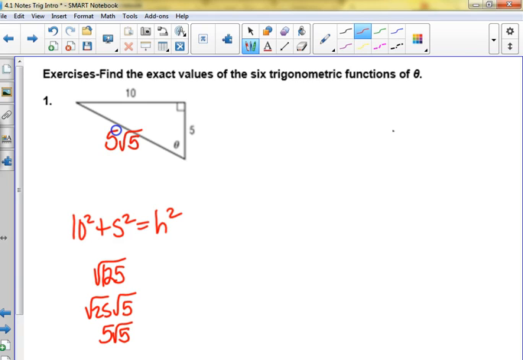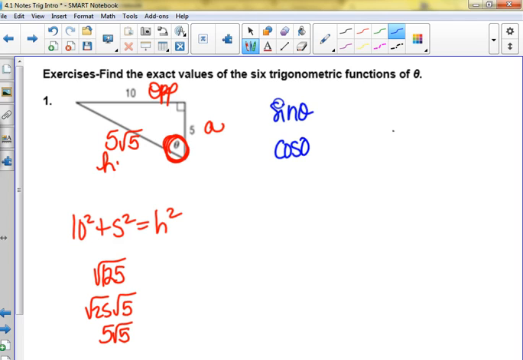Okay. Problem number 1. 10 squared plus 5 squared equals hypotenuse squared. That's 125, right? Square root of 125. Well, that's 25 times 5, yes? So it's 5 square roots of 5. Okay, here we go for fun. This is our angle over here. So can we label these guys? What's the 5 called? Adjacent. The 10 is called opposite. And this is hypotenuse.